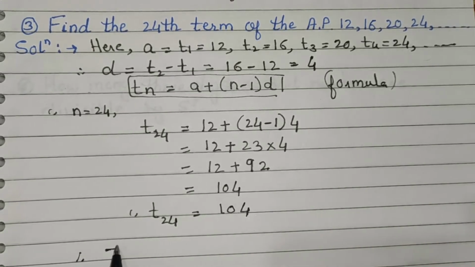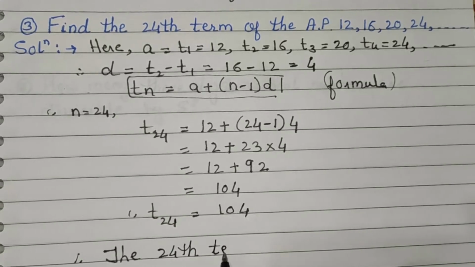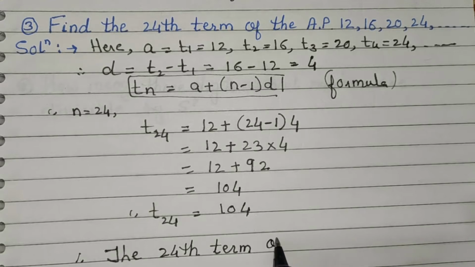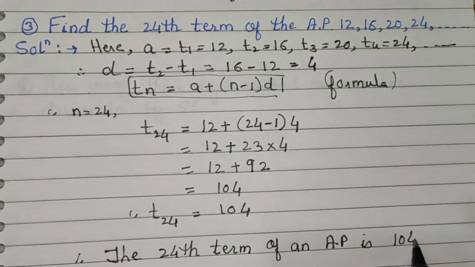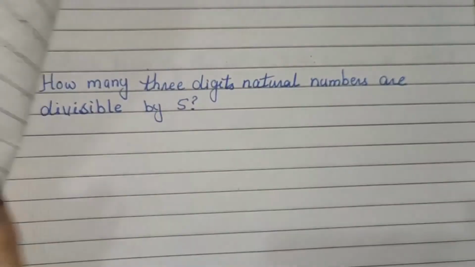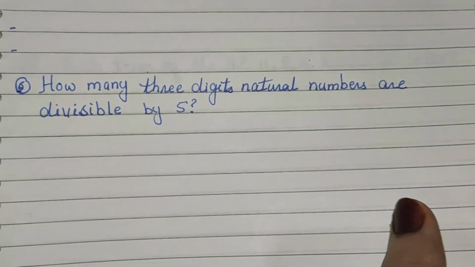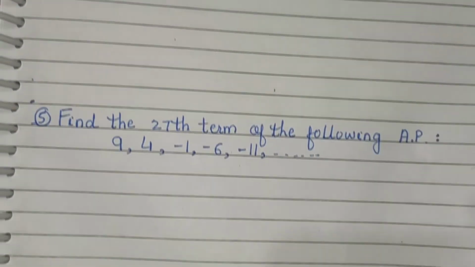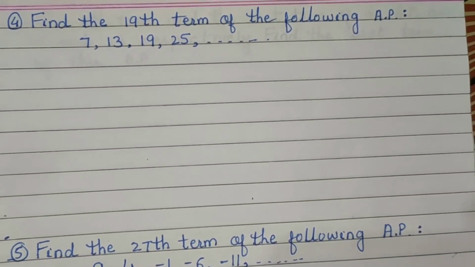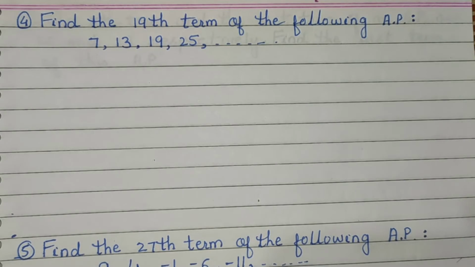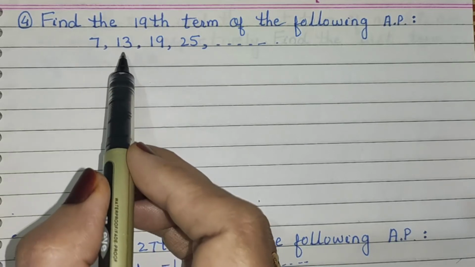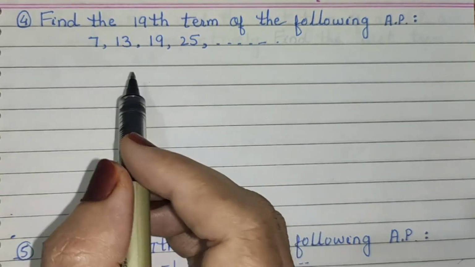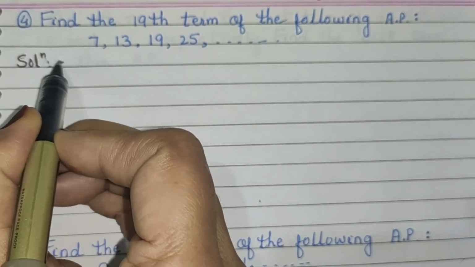Write down the answer here. The 24th term of an AP is 104. Now the next question is find the 19th term of the following AP. Now the AP given here is 7, 13, 19 and 25. Write down the solution here.